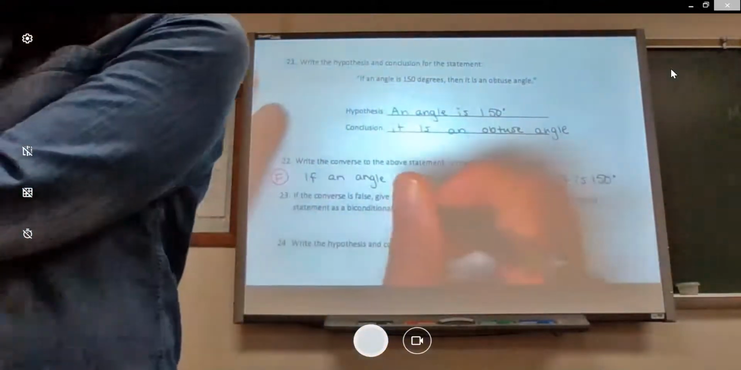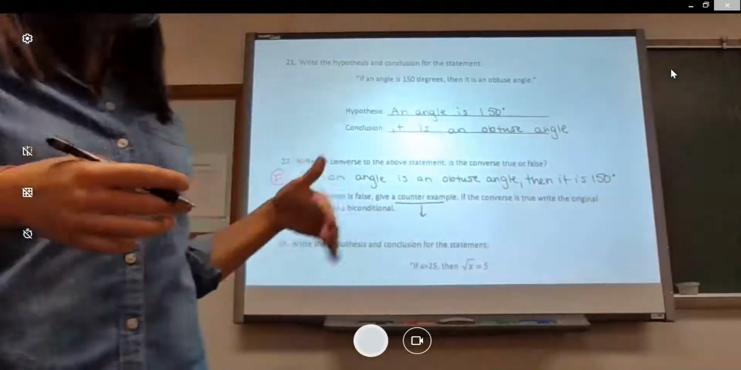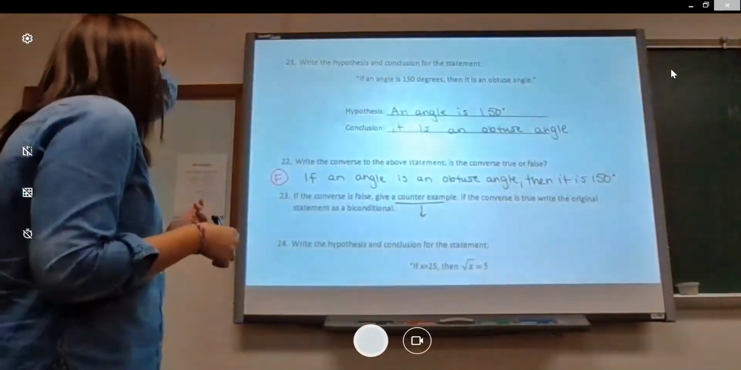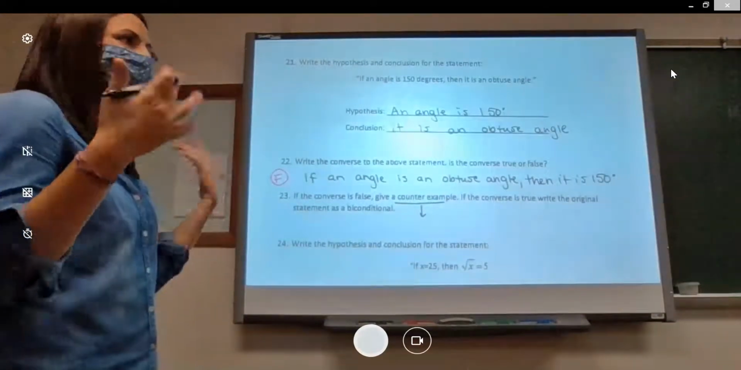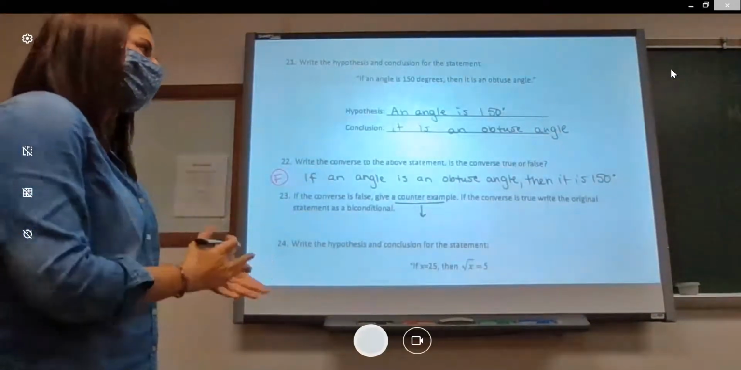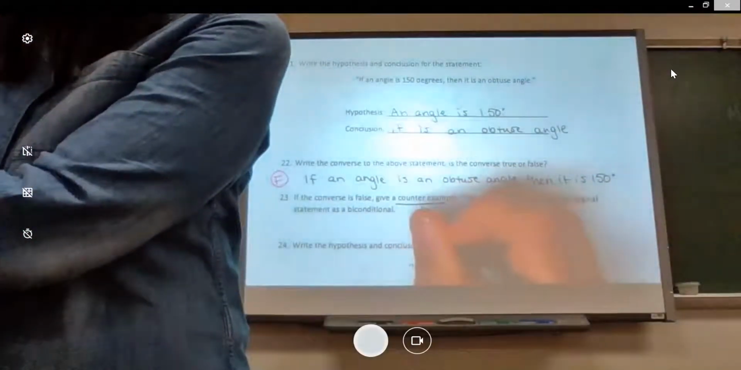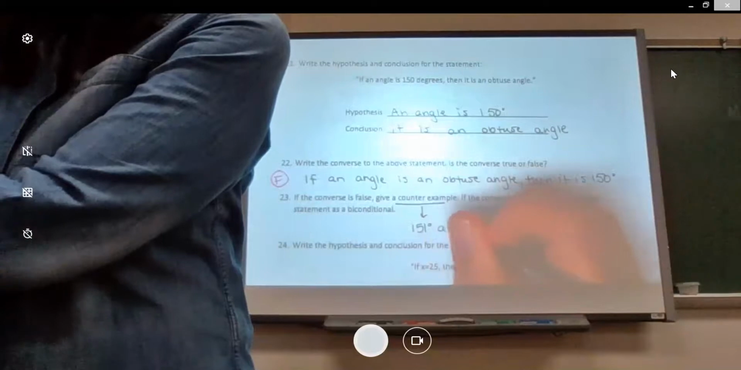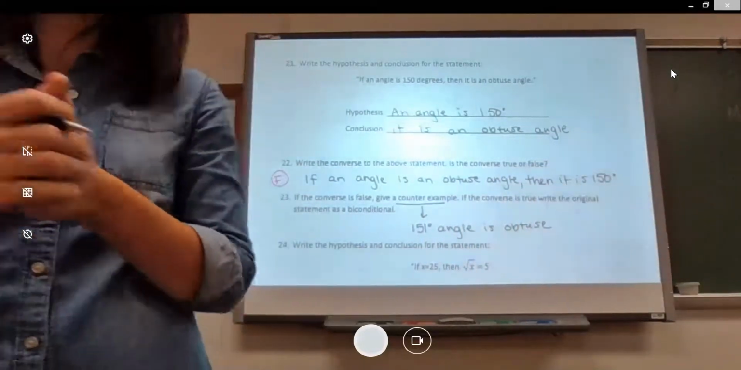But a counterexample is a specific example. I can't just say any angle above 90 degrees is obtuse. That's like a thought, but it's not a counterexample, a specific example. So I'm just going to say a 151 degree angle is obtuse. Okay?